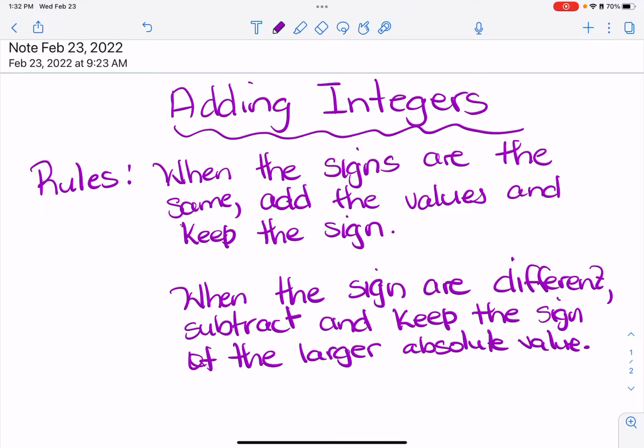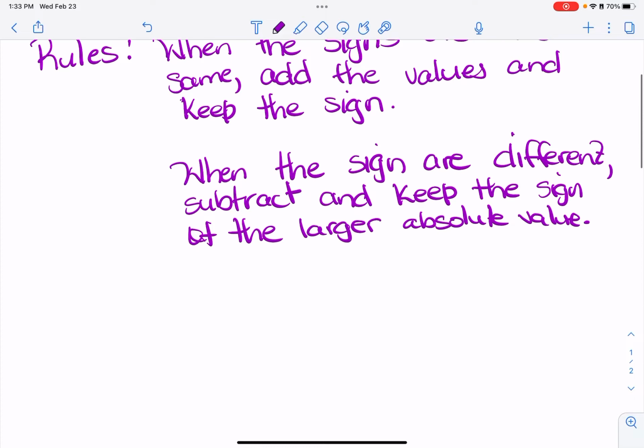Today we are going to be adding integers. The rules are, when you add numbers and the signs are the same, add the addends and keep the sign. And I'll show you some examples. When you're adding and the signs are different, subtract and keep the sign of the larger absolute value. And again, we will go over some examples.